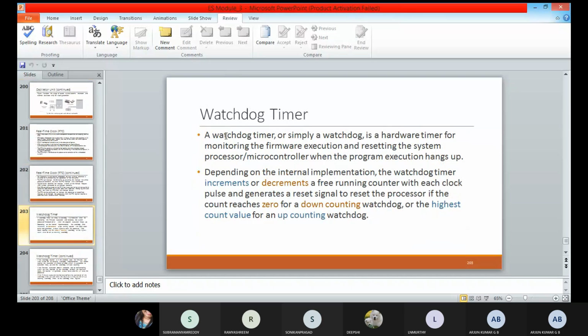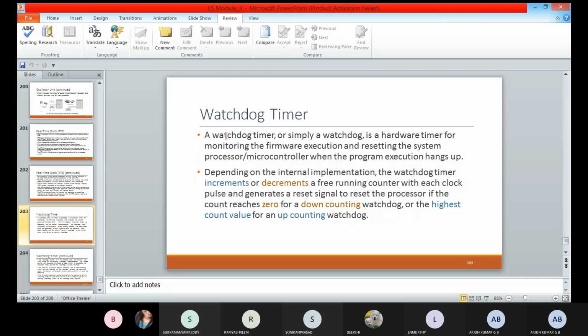Suppose during the execution process any error occurs, then the whole processing system will hang. To handle that, we are using this watchdog timer. It should be monitoring the software execution all the time, and it can also help in resetting the system when an error occurs during program execution.